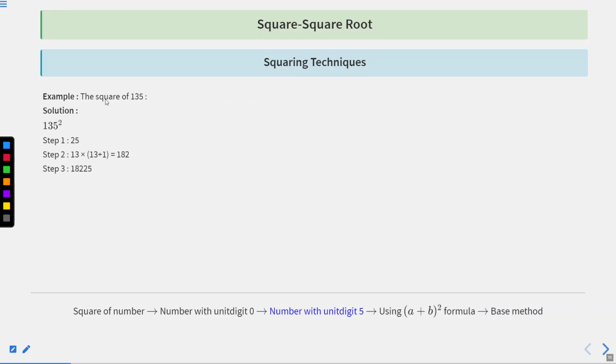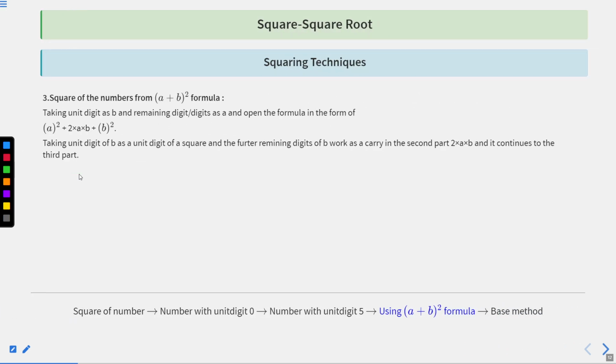Next question. The square of 135. So make the groups here. Separate 5 and separate 13. Now 5 will contribute 25 at the last. And now I'm just interested in 13. So take 13 and add 1, and multiply it with 13. So 13 times 14, it is 182. So 182 and 25. This is the square of 135. By using this trick, you can compute the square of any number which ends with 5 very fast.